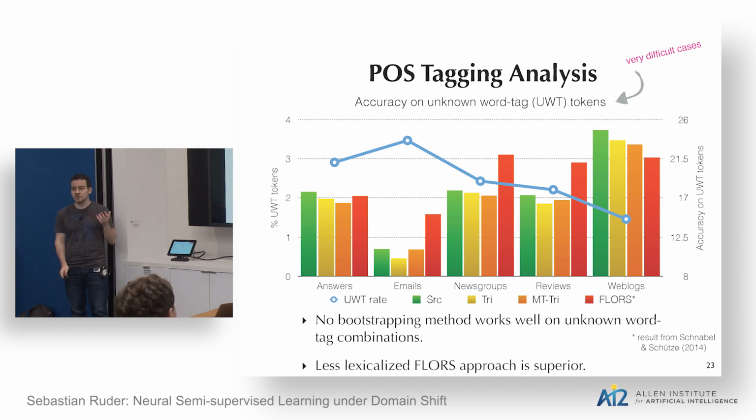But if we use a more classic, non-neural approach that just uses distributional features, like the FLORS tagger here, that actually performs a lot better than these semi-supervised approaches. So if we just look at the macro picture, just at performance metrics, we're able to get competitive performance, but looking at these more challenging settings, there's still a lot of work to be done.